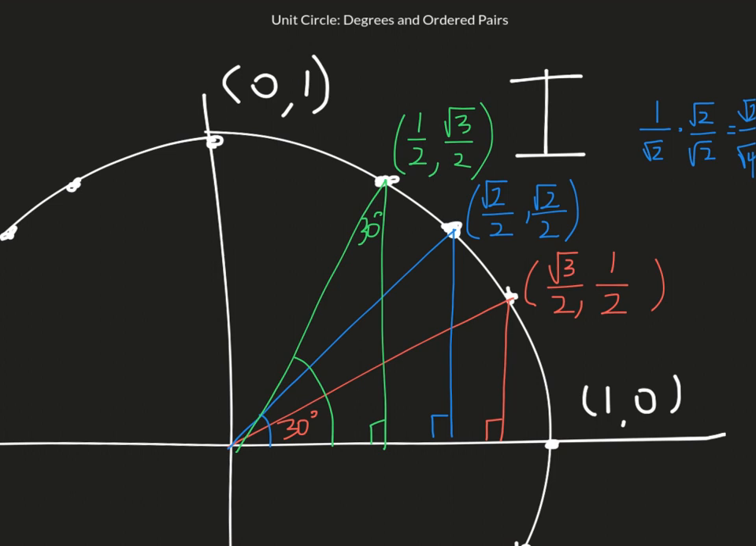Now, as you work your way around the rest of the circle, just realize that these are still x and y coordinates, right? So on the left, in quadrant 2, the x coordinate is going to be negative, but the y coordinate is going to be positive. In the third quadrant, down here, they're both going to be negative, right? And then down here, the x will be positive, the y will be negative.